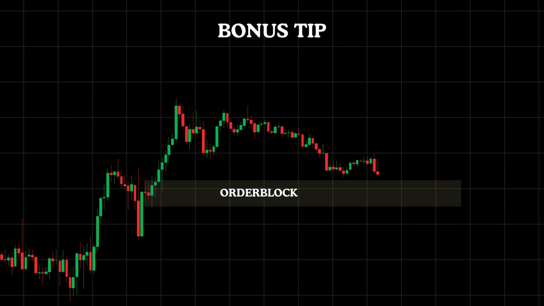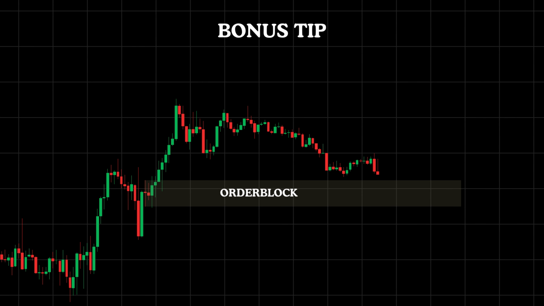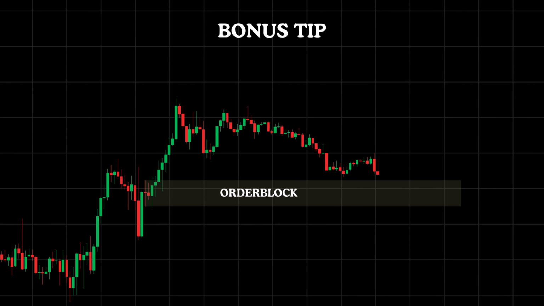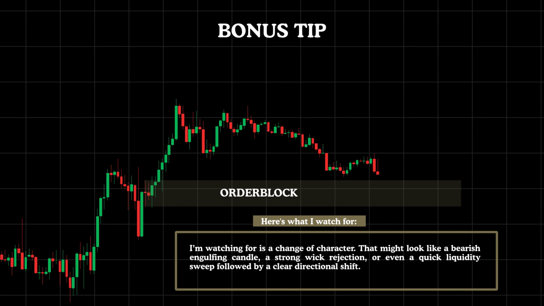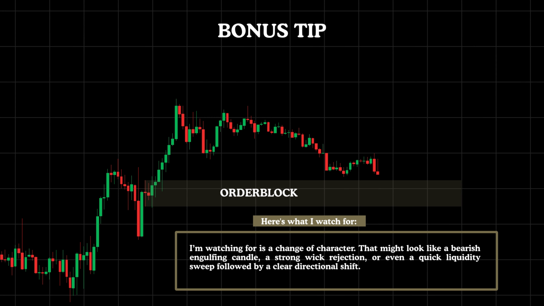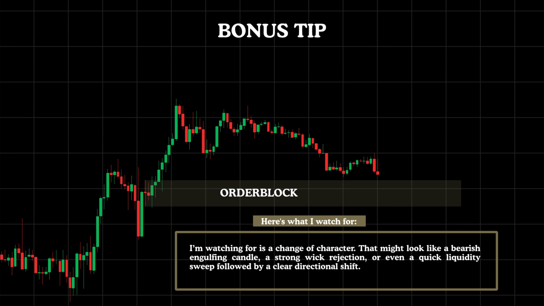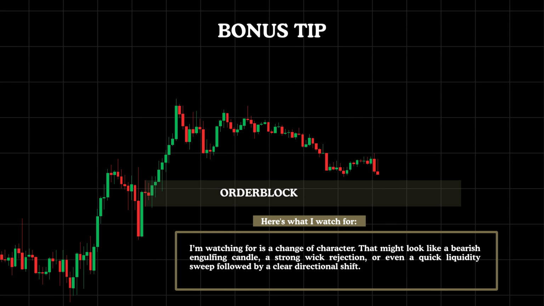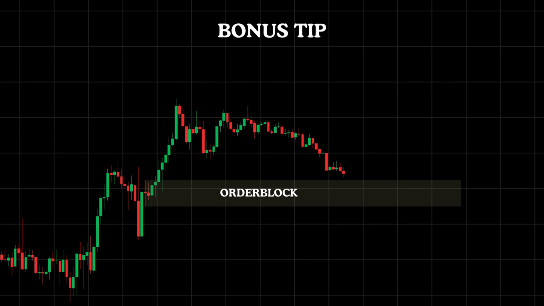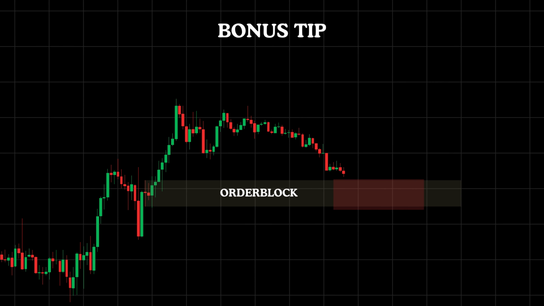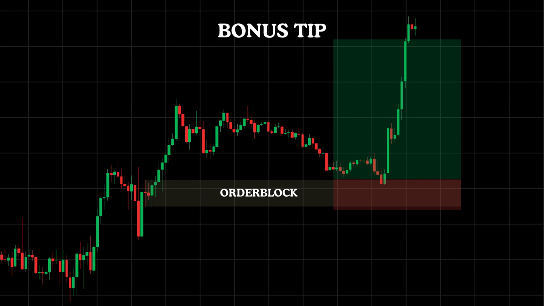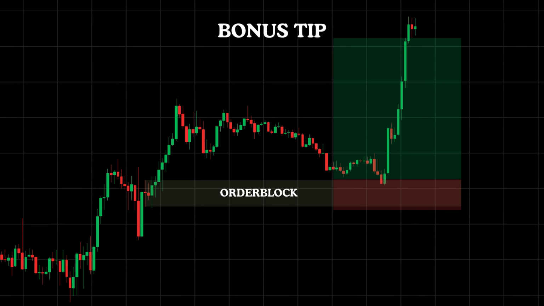What I do is simple. When price returns to the order block, I wait. I don't rush. I observe carefully for a confirmation signal. The key thing I'm watching for is a change of character. That might look like a bearish engulfing candle, a strong wick rejection, or even a quick liquidity sweep followed by a clear directional shift. As soon as I see one solid confirmation, that's my entry signal. I set my stop loss just below the order block and target the next structure high. That's it. The secret is letting the market reveal its intent before you jump in.